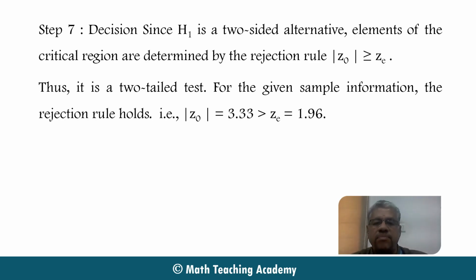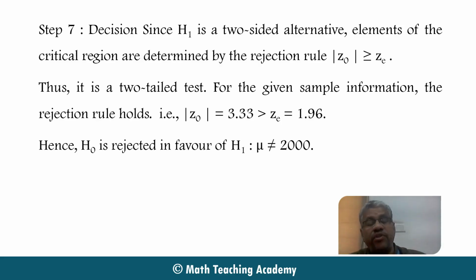That is what the next step is. Here we can see the calculated value 3.33 is greater than the tabulated value 1.96. Therefore, we have to reject it. If it is less than, then we accept it. If it is greater than, we have to reject the null hypothesis. Therefore, H0 is rejected. Their claim, that Havells company is claiming all our bulbs run for 2000 hours, is false. So we have to reject their claim.